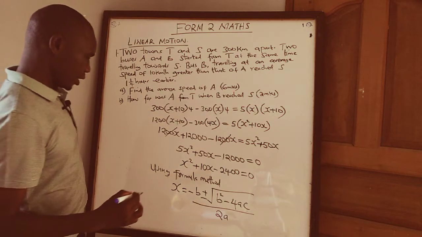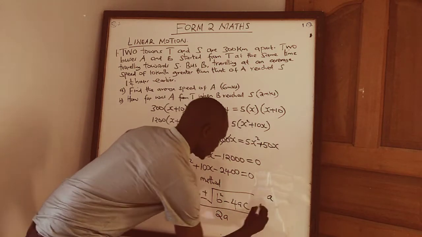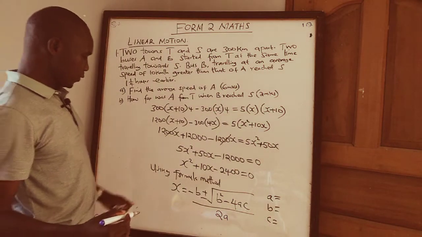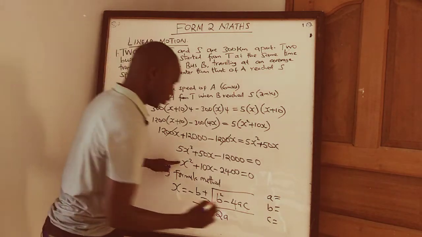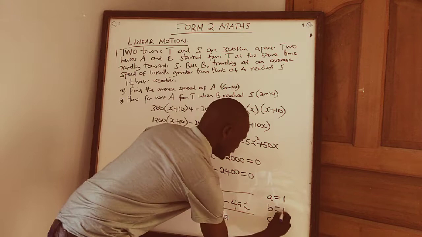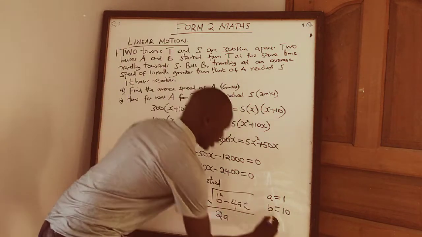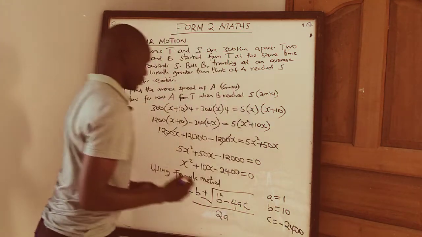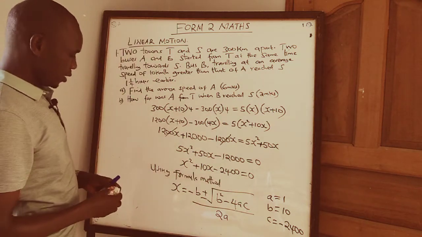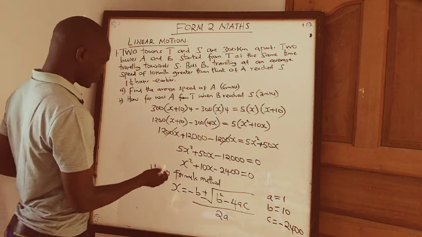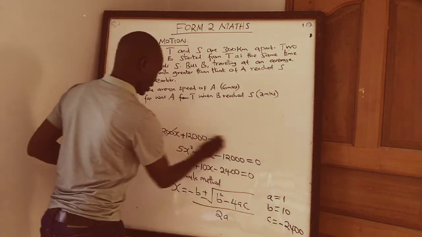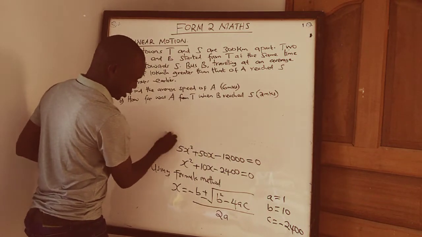For us to use this method, we need to identify the value of a, the value of b, and the value of c, so that we can substitute them directly. The value of a is the coefficient of the quadratic term, which is 1. The value of b is the coefficient of the linear term, which is 10. Then our c is the constant, which is minus 2400. From here, we can substitute the values of a, b, and c in the quadratic formula to get the value of x. Let me eliminate this upper part here so that we can work out this question.